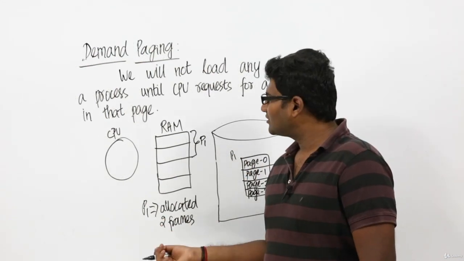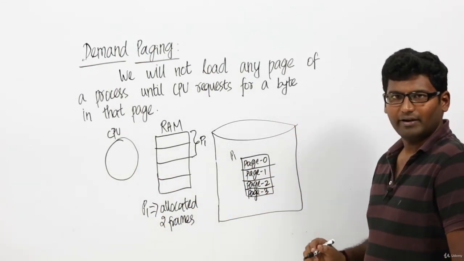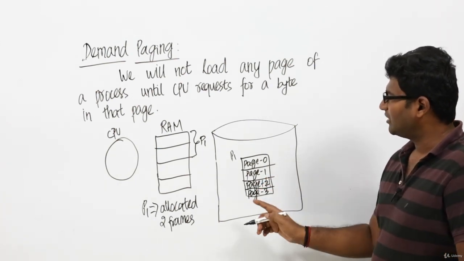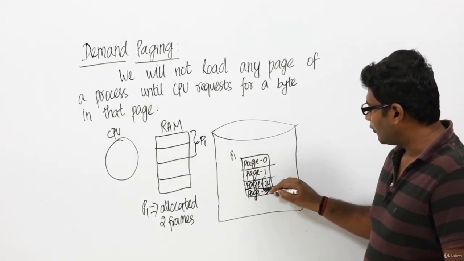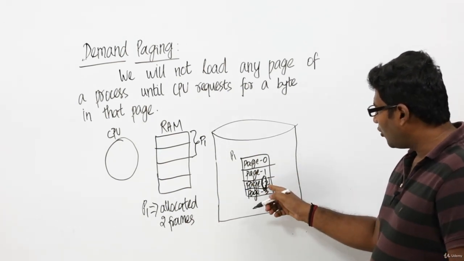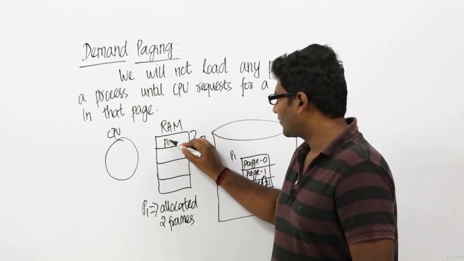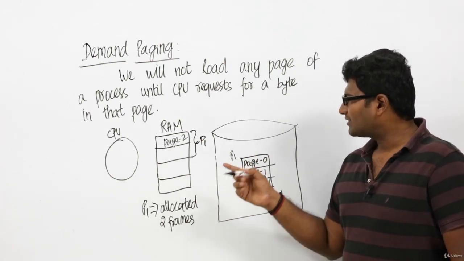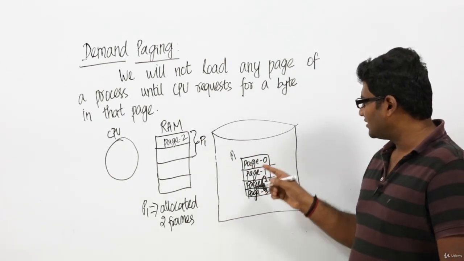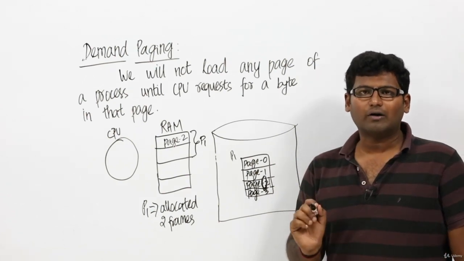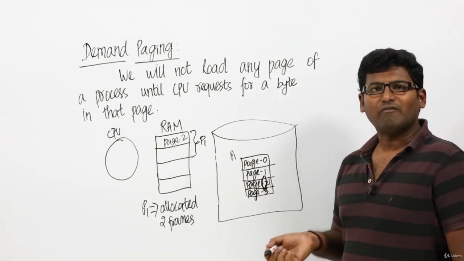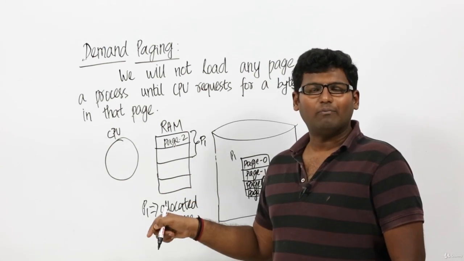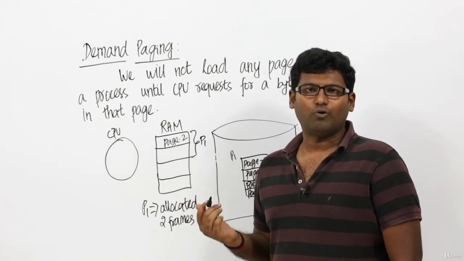Let us assume the CPU requests a byte in page number 2. Page number 2 has a lot of bytes. In this case, I will load page number 2 inside the RAM. As long as no byte has been requested in page 0, 1, 2 or 3, we will not load that page inside the RAM. That is what we mean by demand paging. Demand paging means a page will be loaded into the RAM only on demand. We will not load it before.